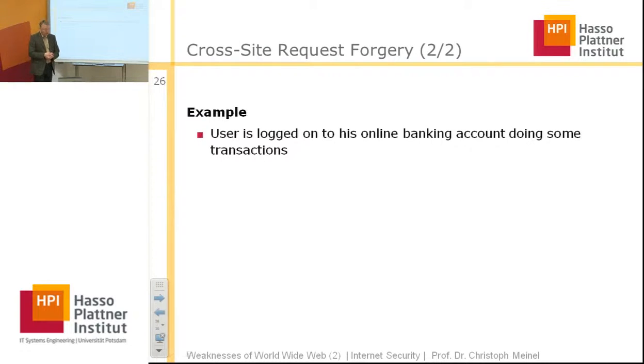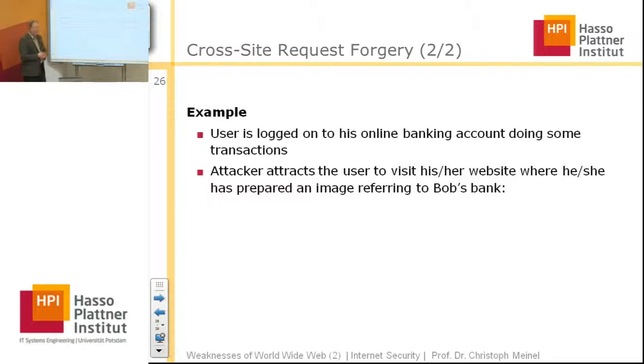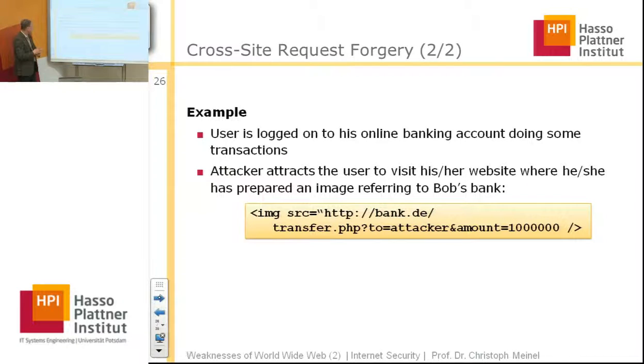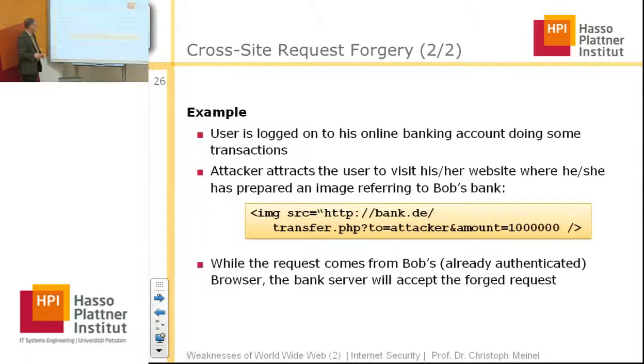The user is logged on to his online banking account and doing some transaction. Then the attacker attracts the user to visit his or her website, where he or she has prepared an image referring to Bob's bank, if Bob is the user, like this example shows. So while the online banking connection is open, the user goes to this website and sees the image of his bank.